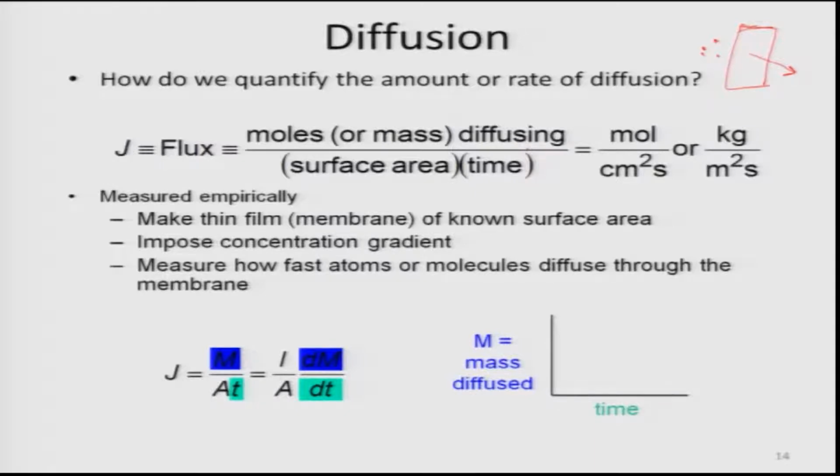So, it is very clear that J, which is the flux, is nothing but m by A t. So, we can write J is 1 by A dm by dt. This is the mass and time, because it is nothing but dm by dt. Here A is a constant. So, dm by dt is nothing but the slope of this curve. Initially there is 0 slope, then there is a finite slope. So, J is proportional to the slope of this curve, that is the mass transport over time.